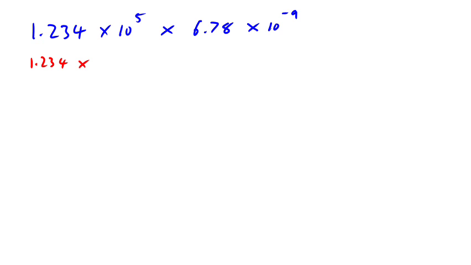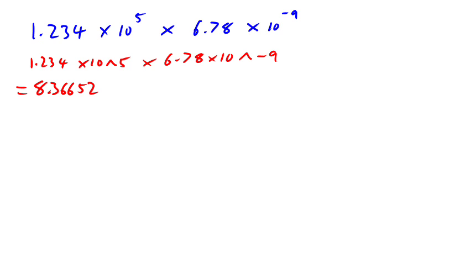So if we had 1.234 times 10 to the 5, and then we multiplied that by 6.78 times 10 to the negative 9, we'd put that into our calculator, and we'd say 1.234 times 10 hat 5 times 6.78 times 10 hat neg 9, and your answer on your calculator would be 8.36652, and then E neg 4.